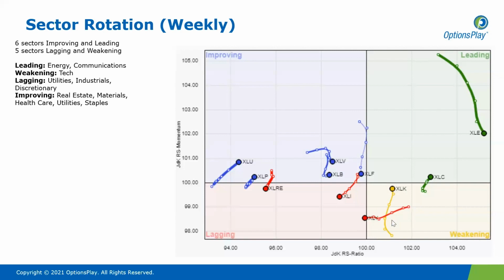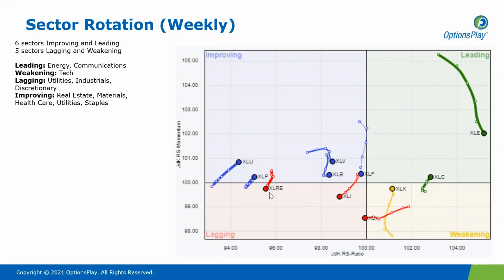Discretionary rotating from the weakening into the lagging category. So consumer spending, even though we saw high retail sales numbers come out a couple of weeks ago, investors are not convinced by that. So look out for a weakening discretionary sector. Financials heading towards the lagging category as well, along with materials, but materials and healthcare still well within the improving category. Let's see how this plays out in the next few weeks.